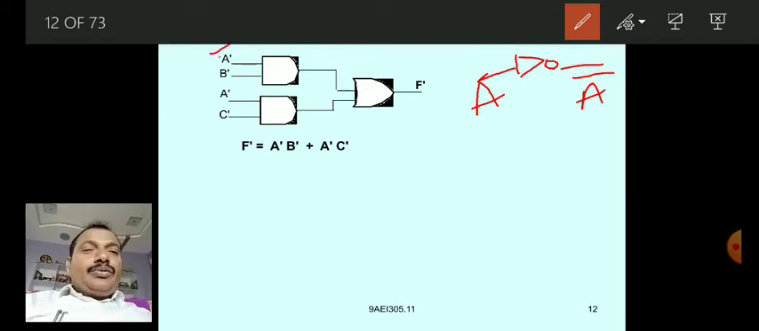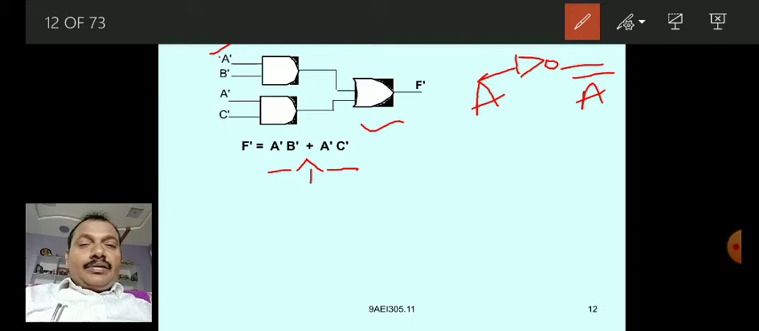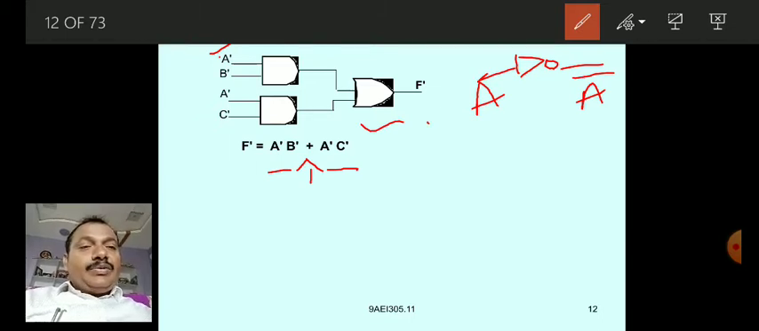Okay. So by observing the expression, to implement that, two products are there, hence two AND gates are required. And because the OR operation, the plus, is there, you need an OR gate. So one OR gate and two AND gates are required to implement this. You have to give the inputs accordingly: A bar B bar, A bar C bar, like that. Finally you get the output like this.